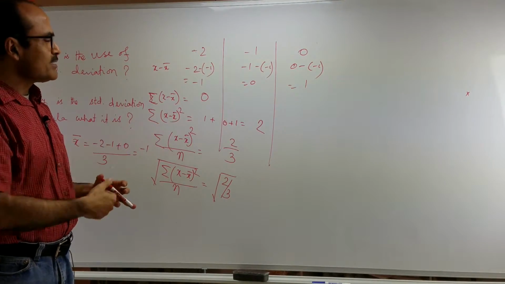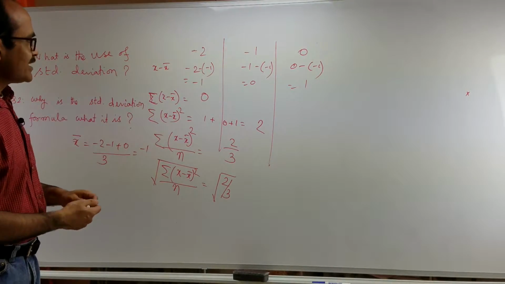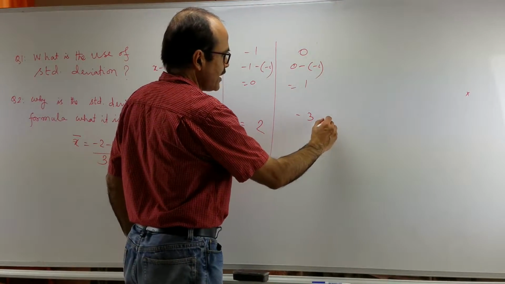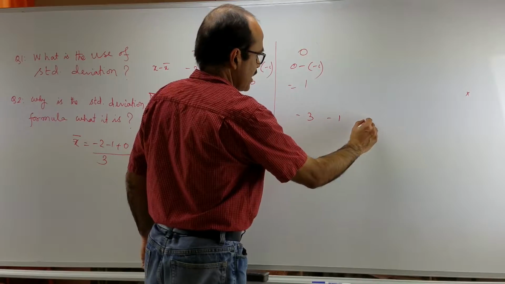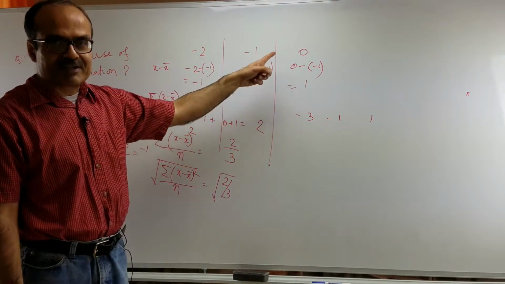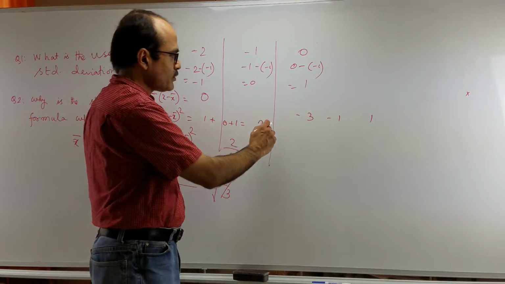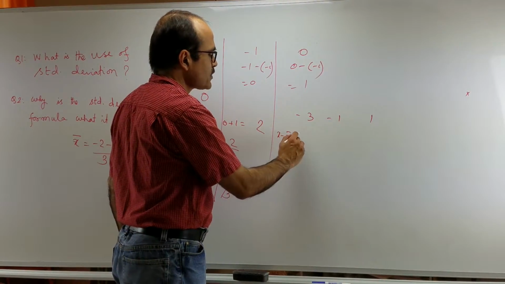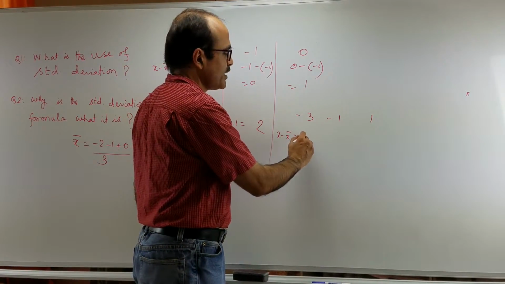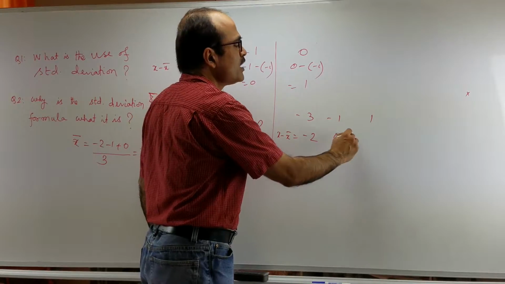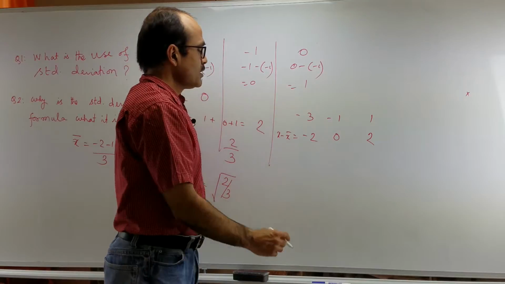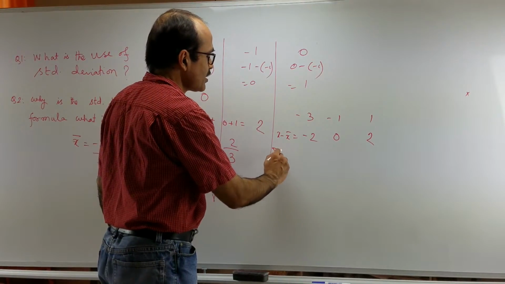Now, let us compare it with the standard deviation of another set of data, which is, let us say, -3, then -1 and +1. So, this set of data is obviously more deviated than the previous set. First, we calculate their deviations from the mean. Mean again here is -1. So, deviation is -3 minus -1, which is -2, this is 0, and this is 1 minus -1, that is 2.